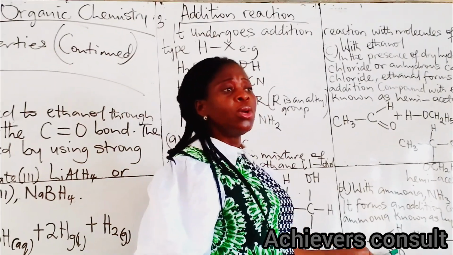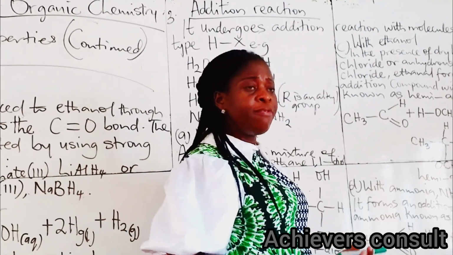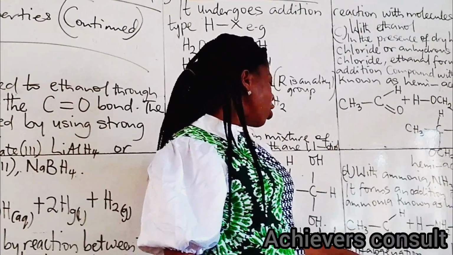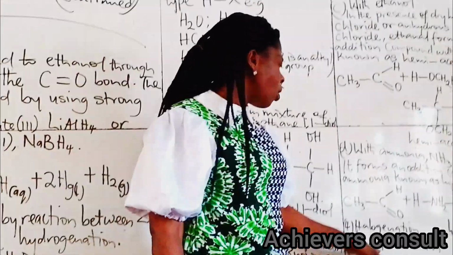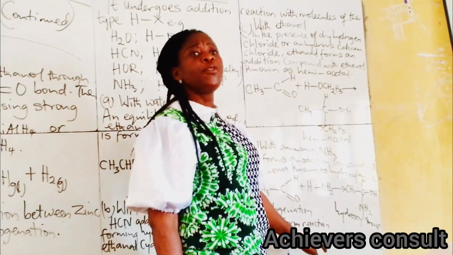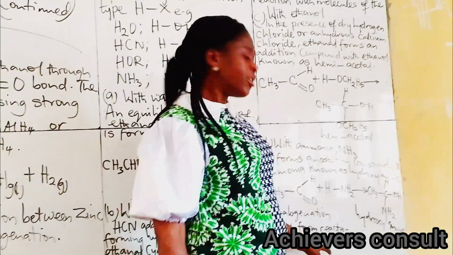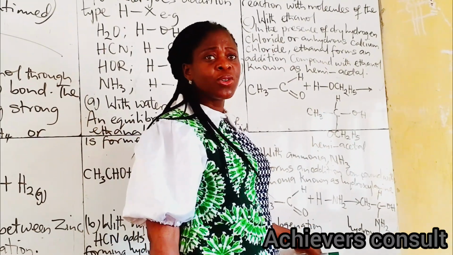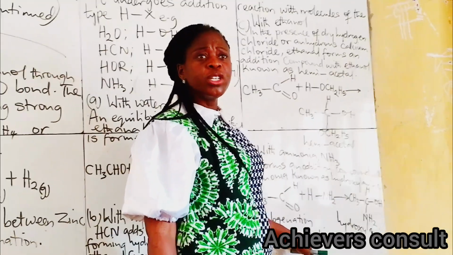In addition to addition reaction, oxidation reaction and reduction reaction, alkanals also undergo halogenation. You know what halogenation is? When they react with halogens: chlorine, fluorine, bromine, iodine, astatine. Then they also undergo iodoform reaction. That means it can react with phosphorus iodide. So you read up these two, halogenation and iodoform reaction. So we'll continue from here.